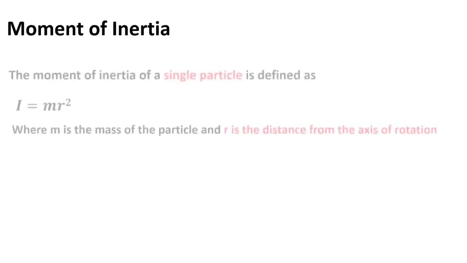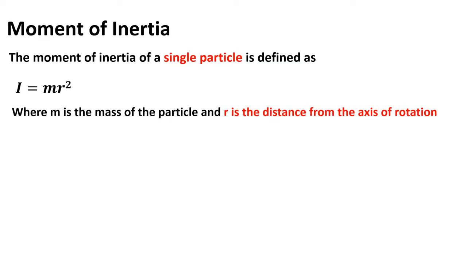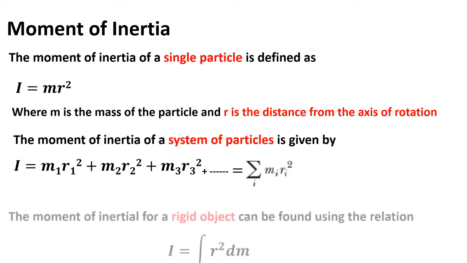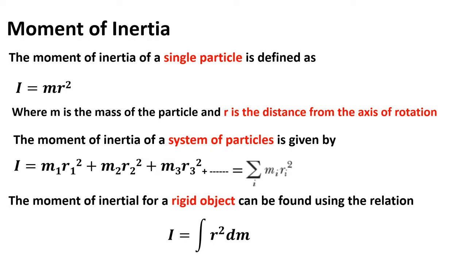Moment of inertia. The moment of inertia of a single particle is defined as I equals m times r squared, where m is the mass of the particle and r is the distance from the axis of rotation. The moment of inertia of a system of particles is given by I equals the summation over i of m_i times r_i squared, and the moment of inertia of a rigid object can be found using the relationship I equals the integral of r squared dm.